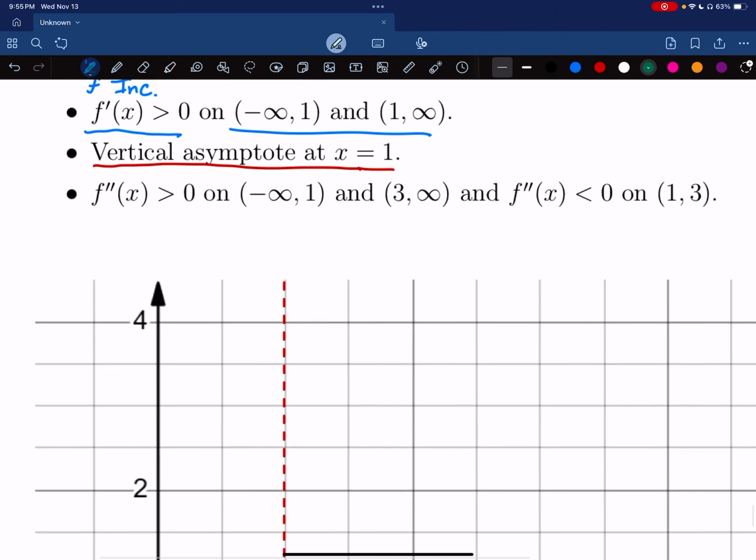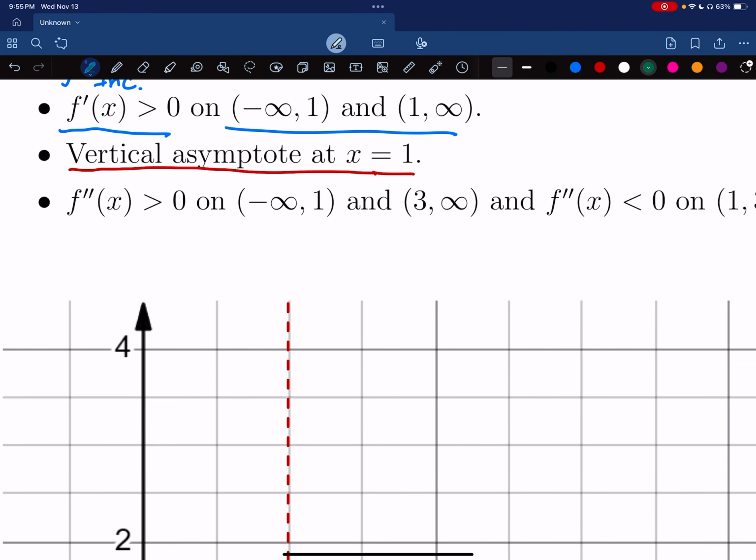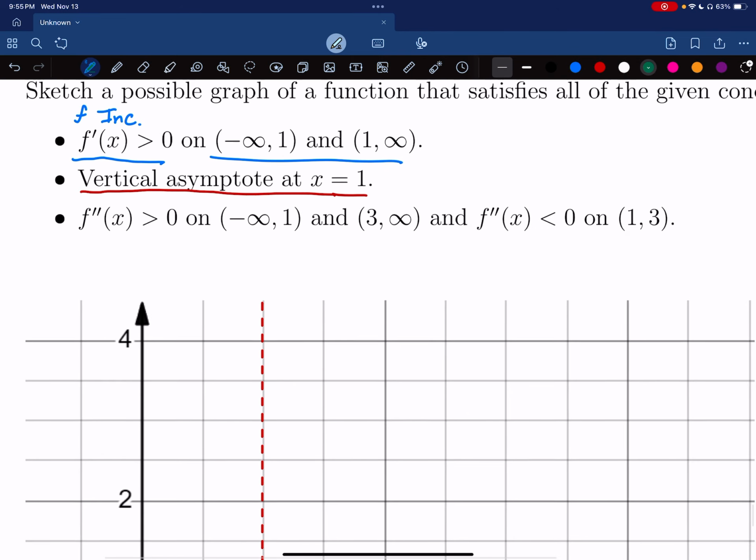Finally, let's look at the concavity conditions. We have that f double prime of x is greater than 0, which means concave up on negative infinity to 1 and 3 to infinity. And we have that f double prime is less than 0, which means concave down on 1 to 3.